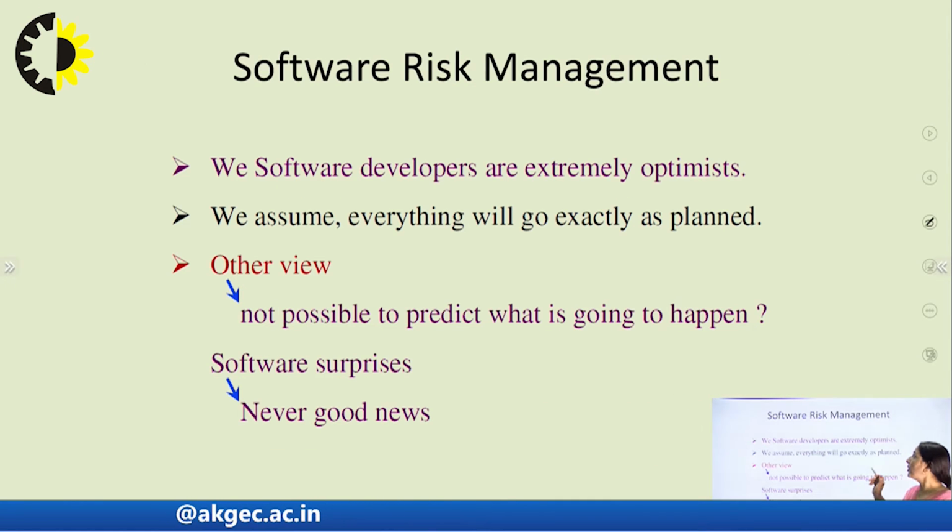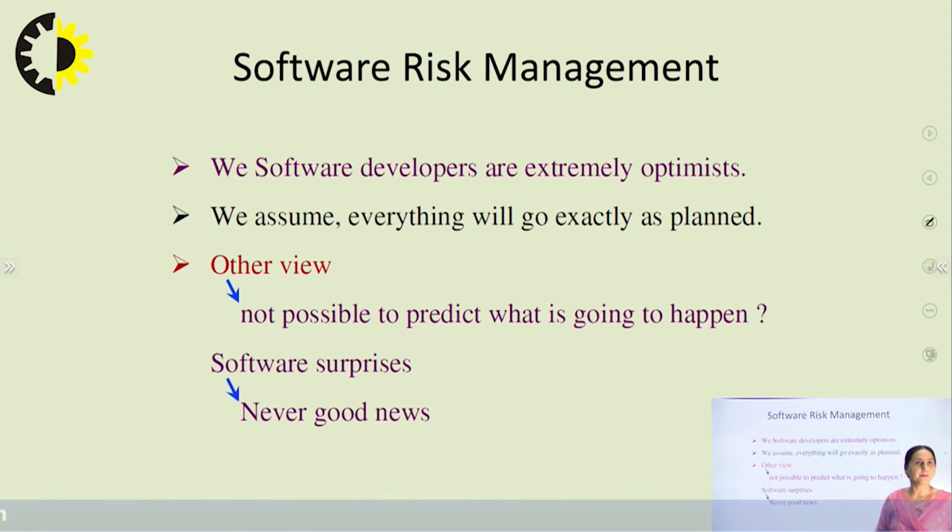Now, a very important topic from Unit 5 is software risk, the management of software risk. Let's discuss it as it is a very important topic. We software developers are very optimistic in nature. We generally assume that everything will go exactly as we have planned. This is basically the scenario, as we are optimists, that the things are actually working in the way we planned. But this is not true.